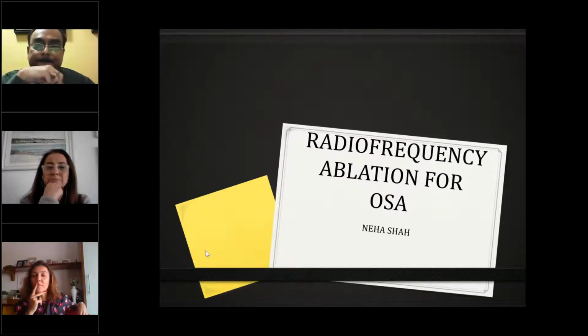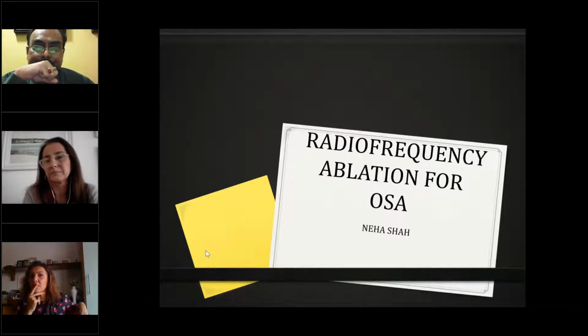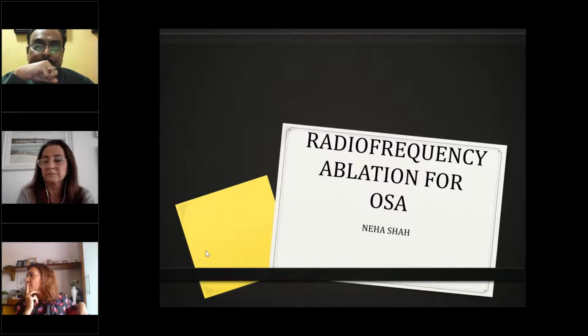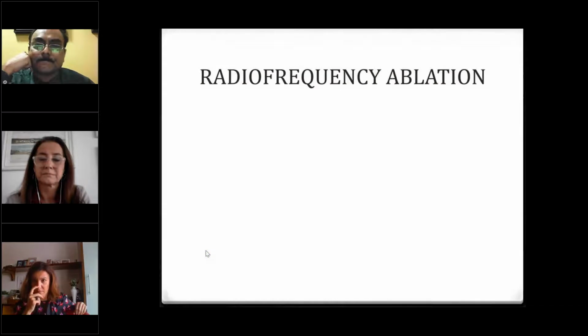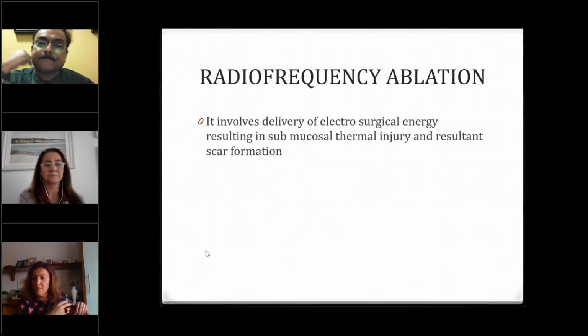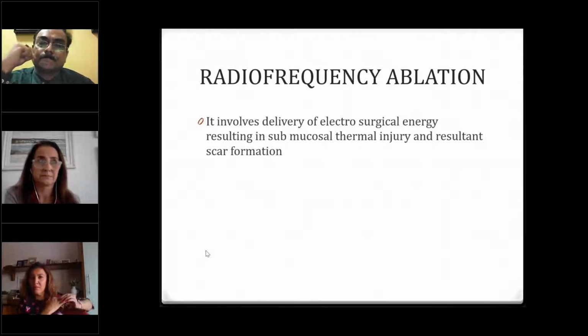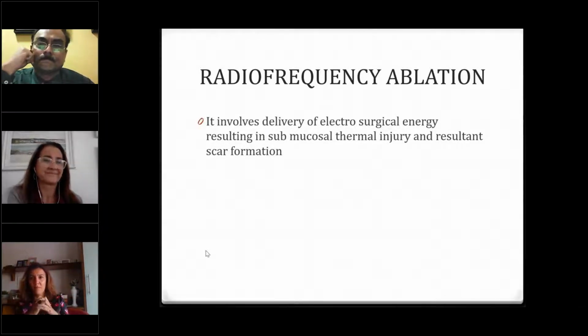These can be done in the outpatients under local anesthesia. These can also be done in the major operation theaters under general anesthesia. So let's begin by first seeing the radio frequency ablation for obstructive sleep apnea. So first, radio frequency ablation involves delivery of electrosurgical energy resulting in submucosal thermal injury and resultant scar formation.